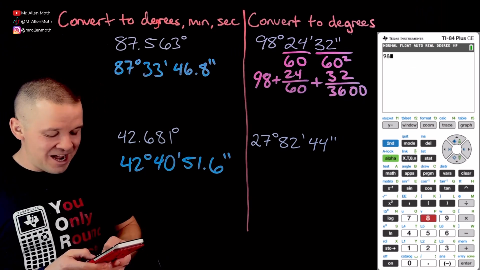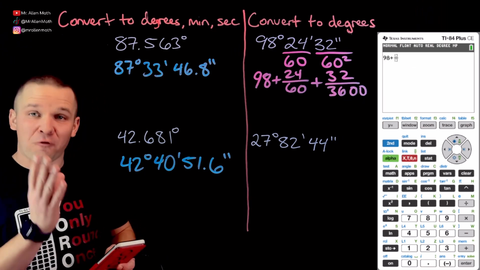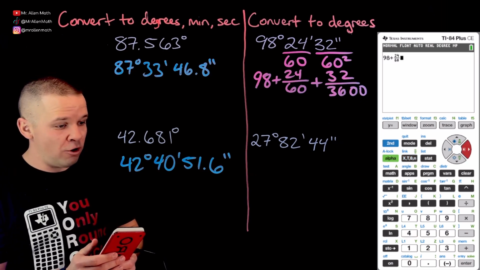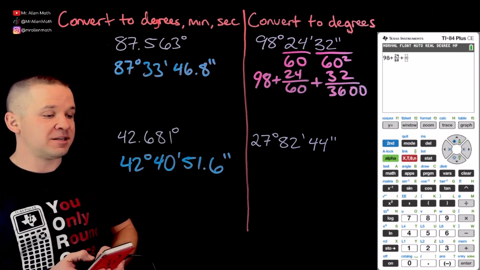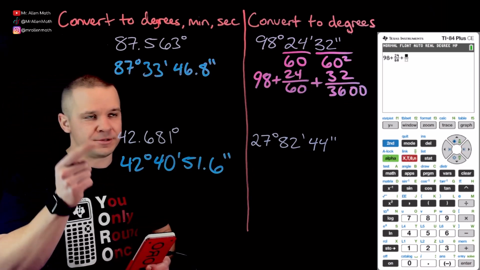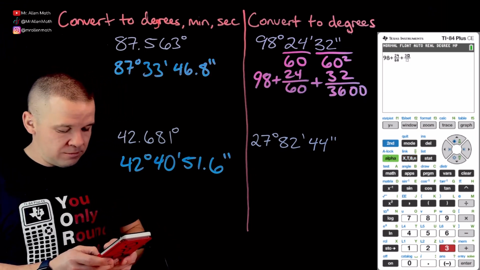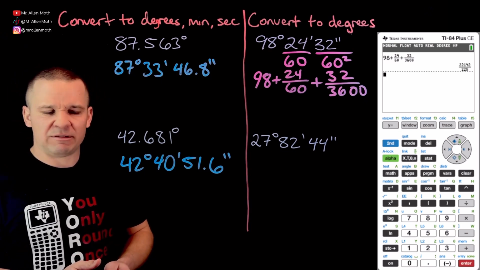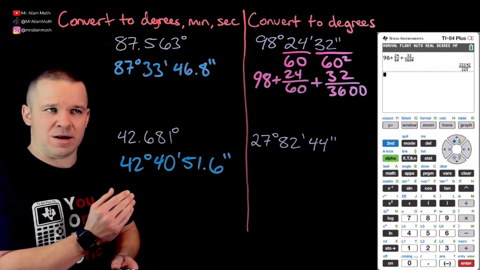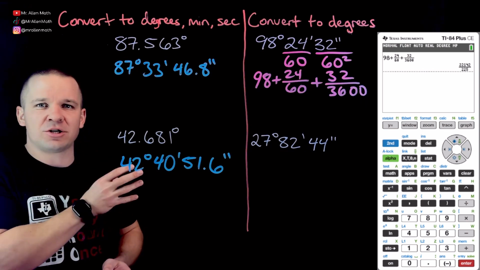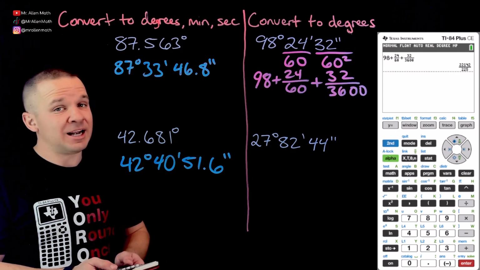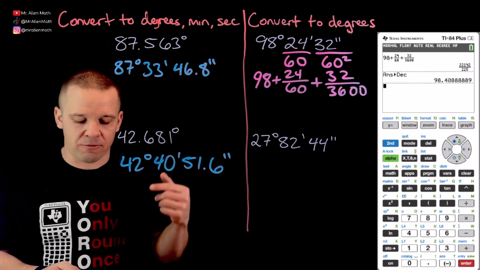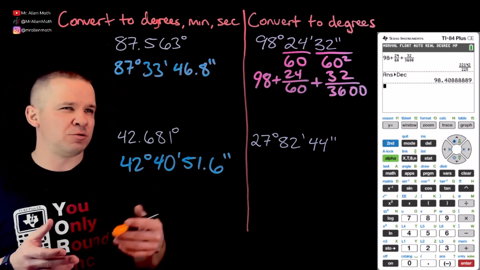So let's do that. 98 plus, and then I'm going to hit alpha x. That's my fraction button. 24, arrow down, we get 60, arrow over, plus alpha x again, or you can hit y equals and you get the fraction button. We're going to have 32, arrow down, 3600 or 60 squared. Hit enter. Oh, that's unfortunate. When you use the fraction button instead of division, it's going to put it into a fraction for you if it can. Now, to get out of that fraction, you could hit the math button, arrow down to decimal, and it will convert it to a decimal for you. Otherwise, we can type it in with division. We'll do that on the next one.